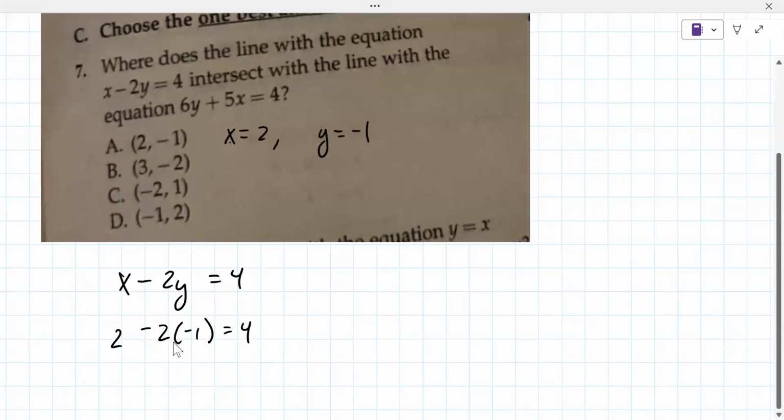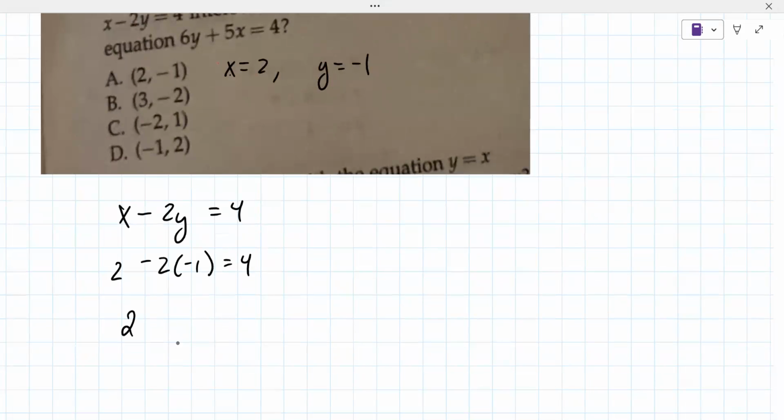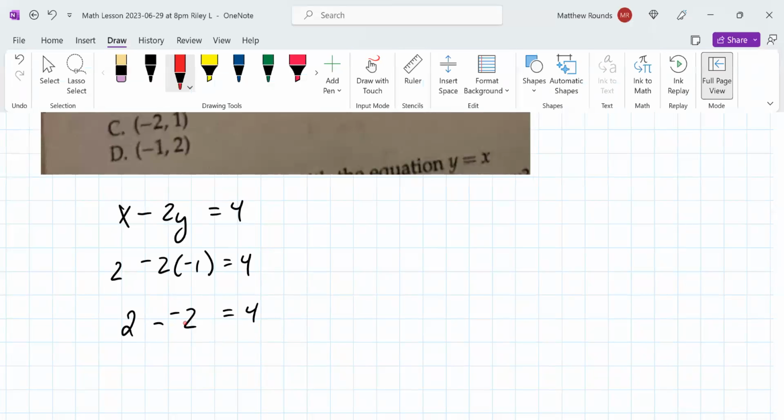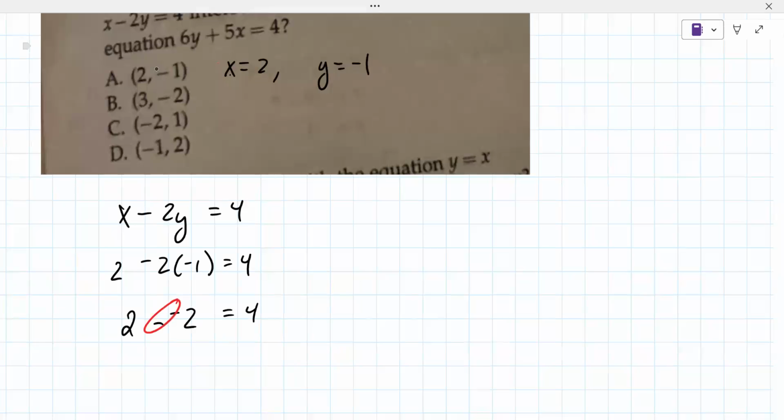2 times -1 is, what's 2 times -1? -2. So minus a -2. Does that equal 4? Yes or no? Yeah, it does, because double negatives work. It becomes plus 2, which is 4. So this works.